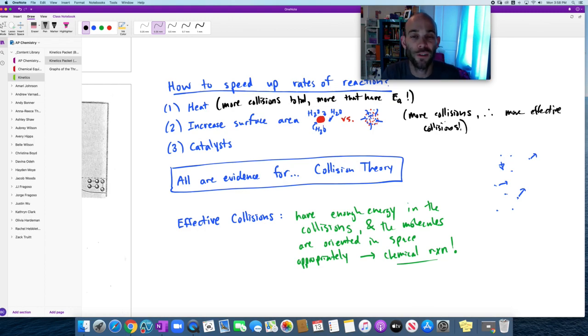The proportion of effective collisions is probably the same. It's the same temperature, but since you've got more collisions per second, you're going to have more effective collisions per second as well. Catalysts. Mentioned this a while ago.